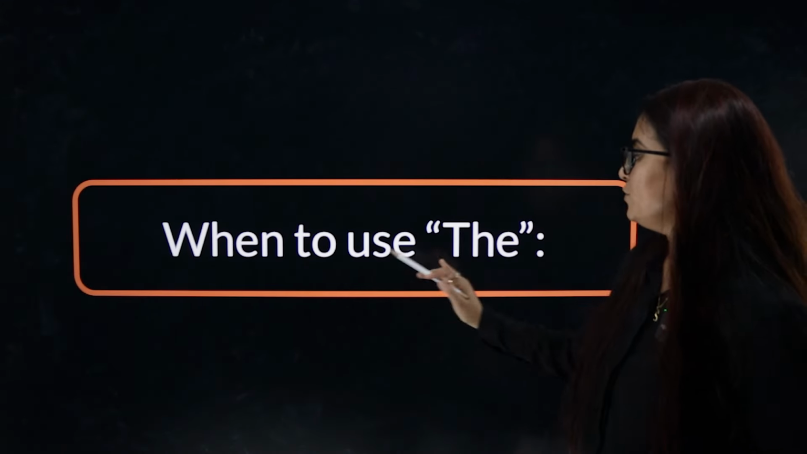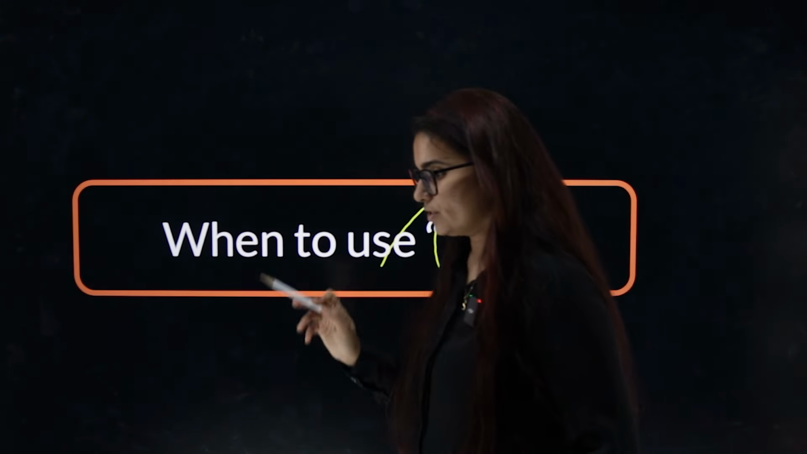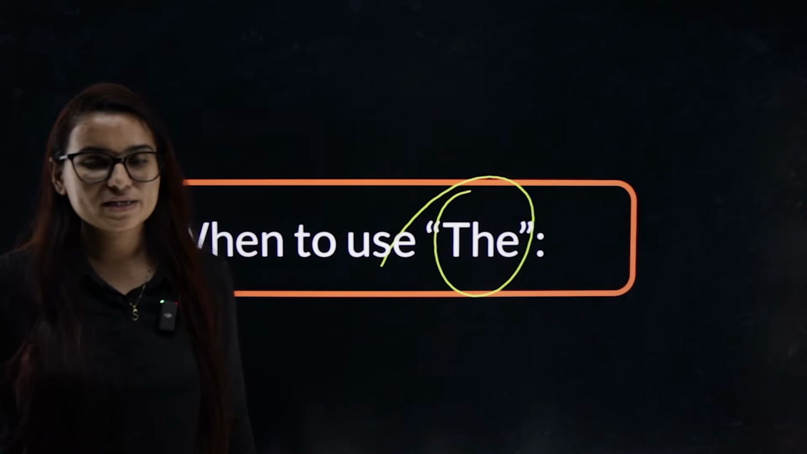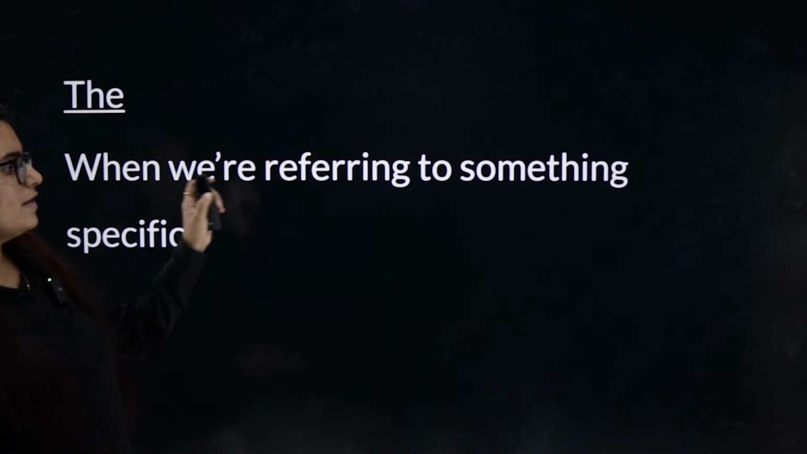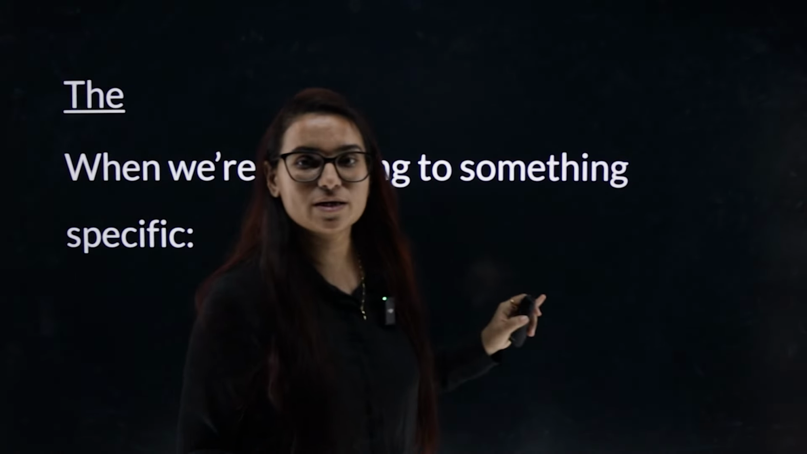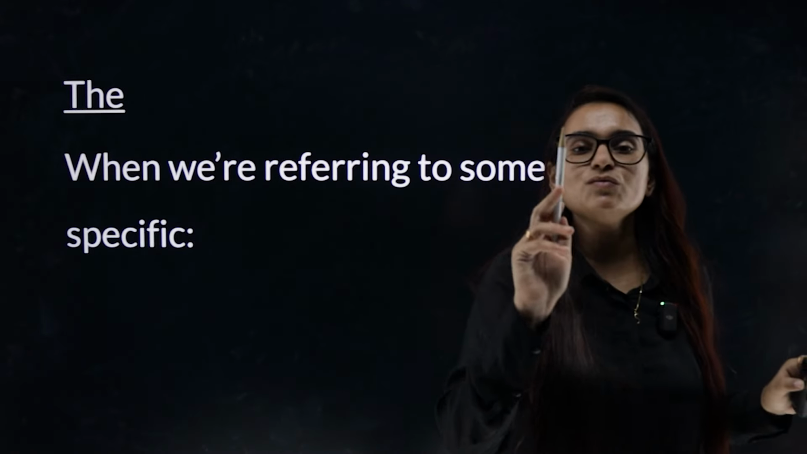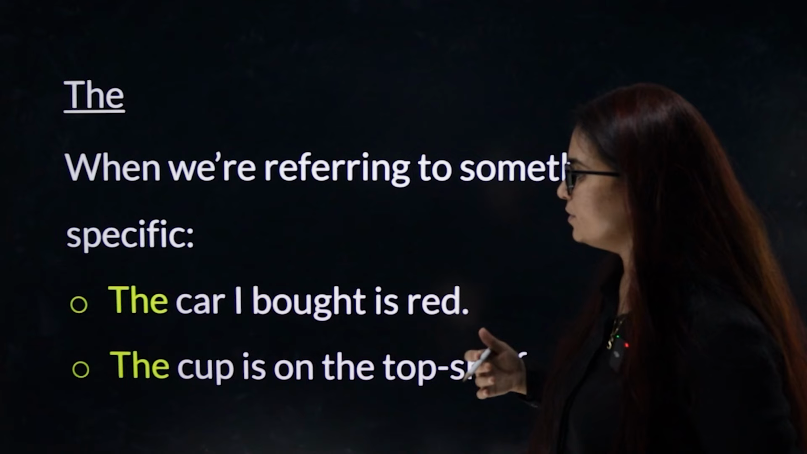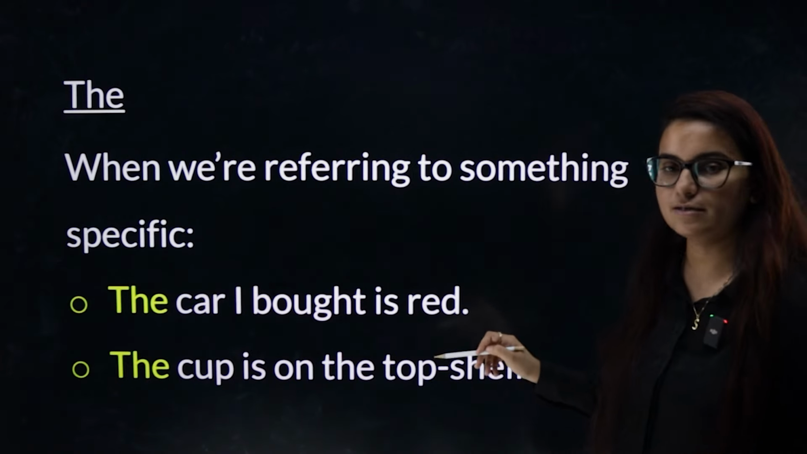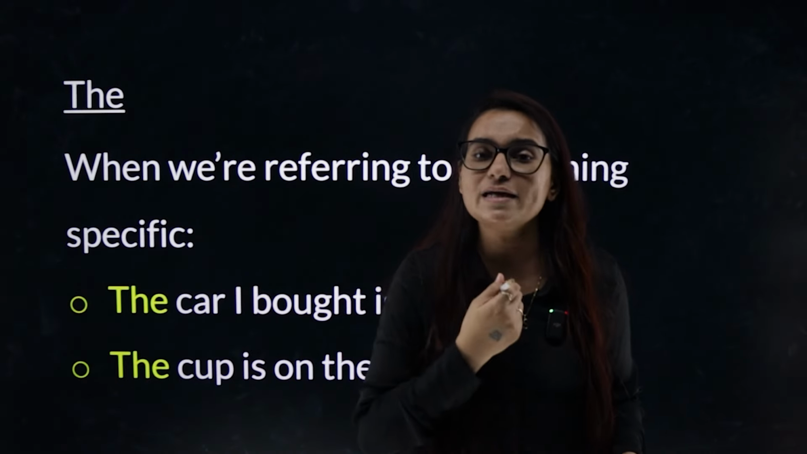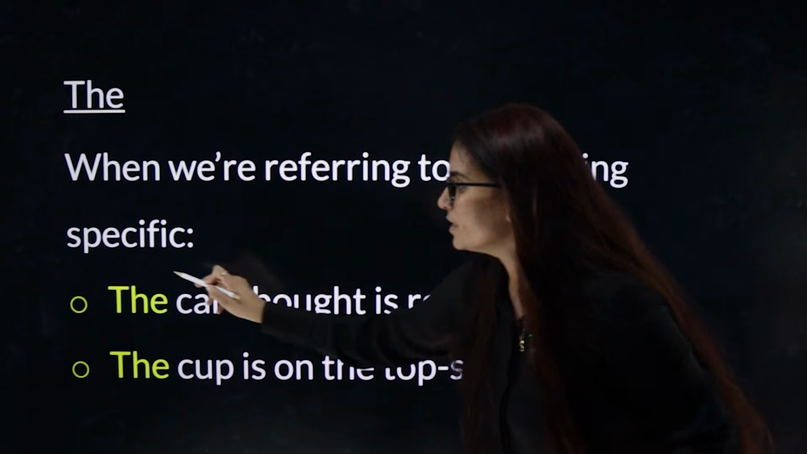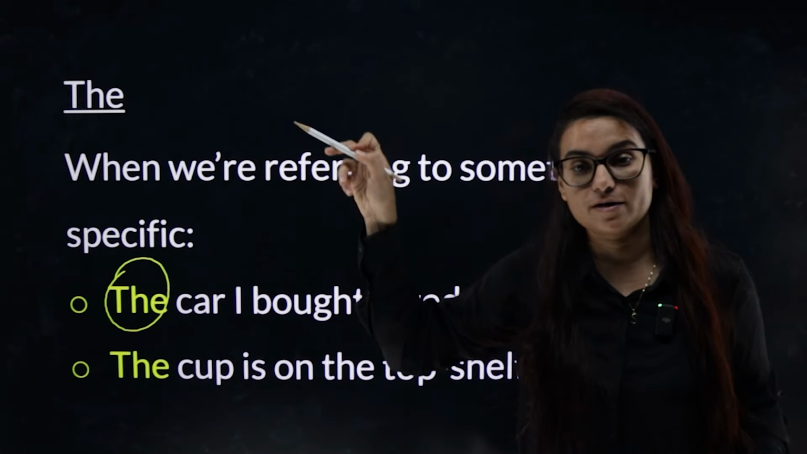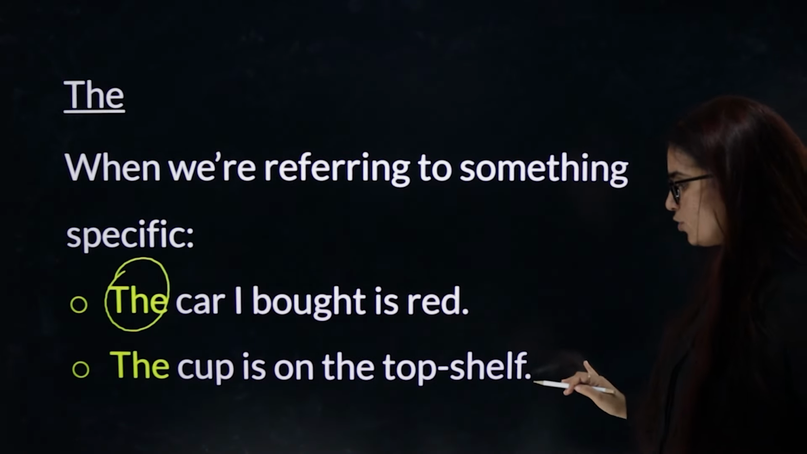Now, when to use the? As I already mentioned, the is used when you are talking about something specific. For example, when we are referring to something specific, something which is unique, something which is only one, something which you and I know about. For example, the car I bought is red. I'm talking about the specific car that I bought. So it becomes specific, the car. The cup is on the top shelf.